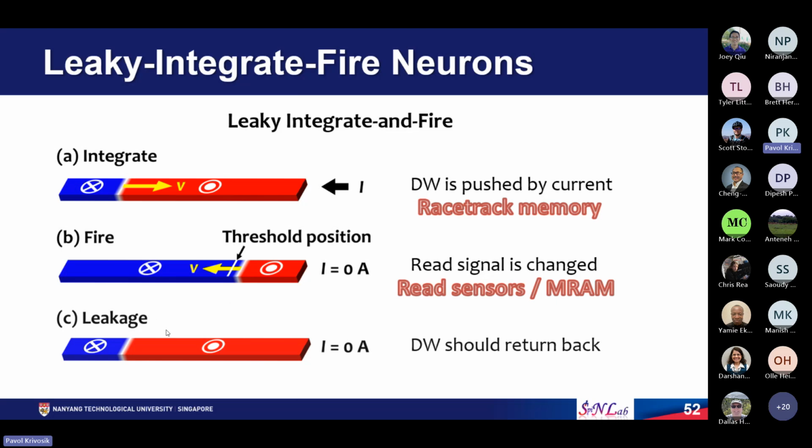So that is the leaky property. Even if you have stopped the current, the domain ball should go from this region back to this region. That is the leakage property, and this is the unique problem for neuromorphic computing. Five years ago, people had no idea how to make the domain ball go from this position to the initial position in the absence of any current. So that is the leaky problem.